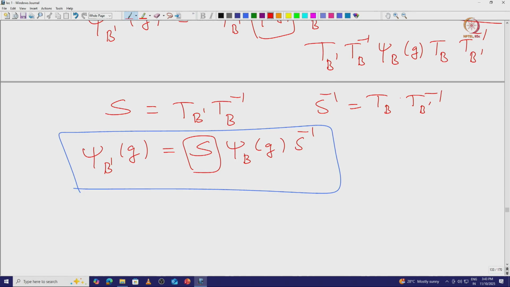So I will stop here. We will continue with the representation theory of finite groups in the next lecture.